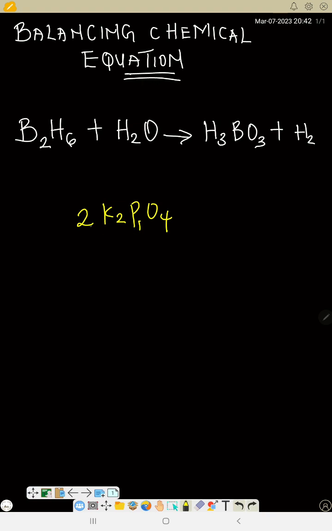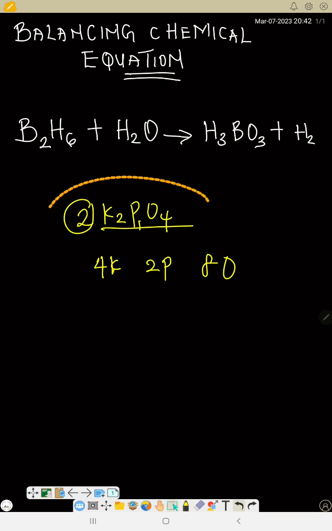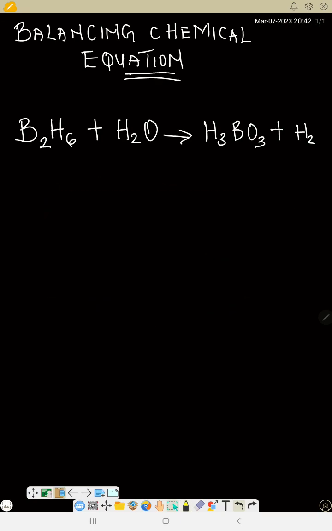So that means this will be like 2 times 2, 4. So I now have 4 potassium there. 2 times 1, 2. And I have 2 phosphorus. Then 2 times 4, 8. So I have 8 oxygen. So the number at the back usually affects everything. So now it will multiply everything.